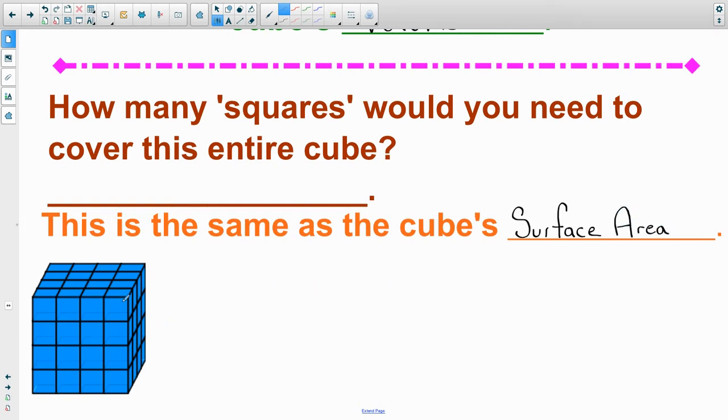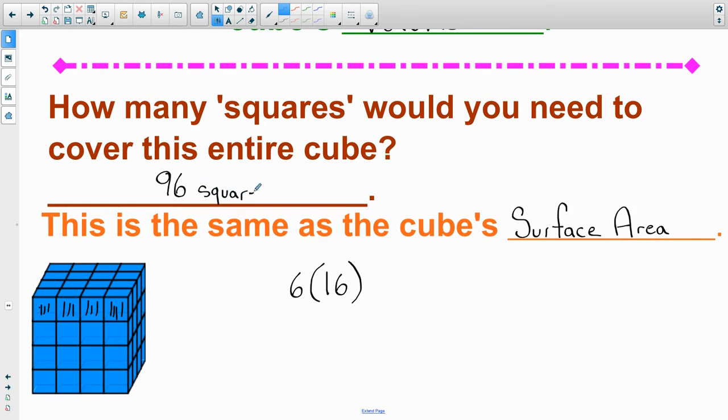Right? We want to count all of these up right here, and how many of these are going to cover this? That's the same as the cube's surface area. And if you counted up all of the squares in one of those faces, you're going to get 16. Well, if you happen to know that cube has 6 faces, you're going to multiply that together, and you're going to get 96 squares.